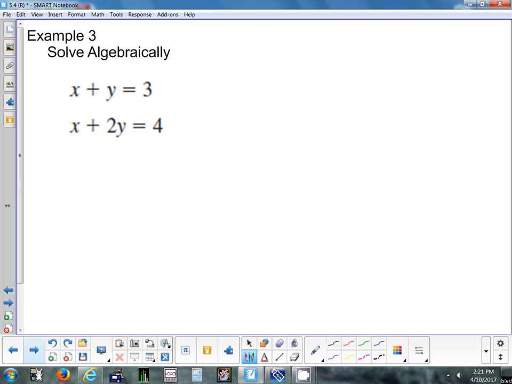I think Mr. Hager would agree with me. If it's set up like this, guys, with x and y on the same side, I would use elimination because I don't have to rearrange the equation before I actually solve it. It's already set up the way I want. Now, which equation do you think we want to multiply? The top one or the bottom one?